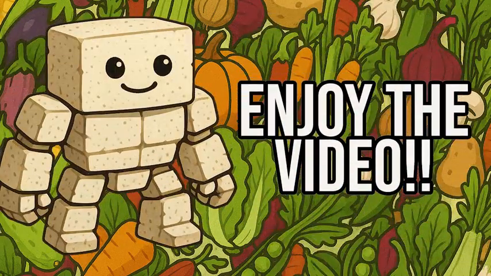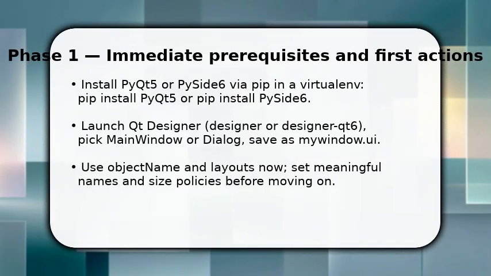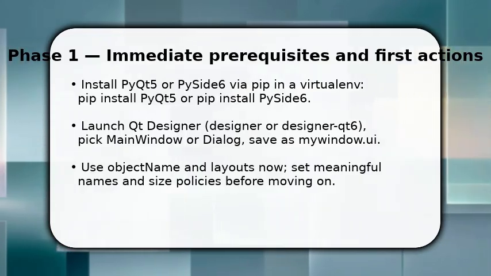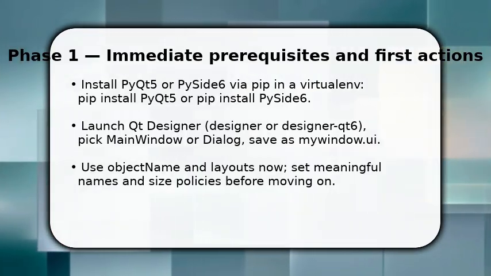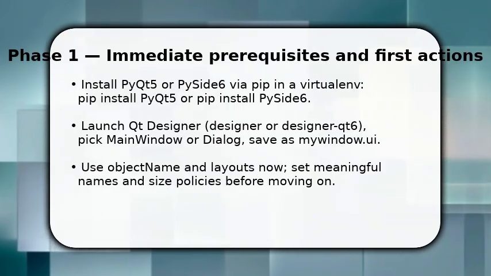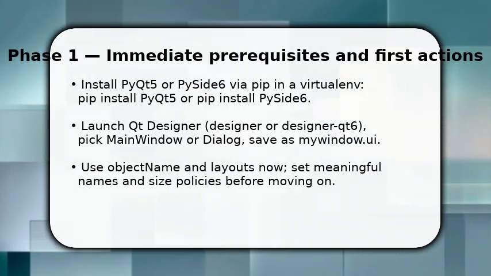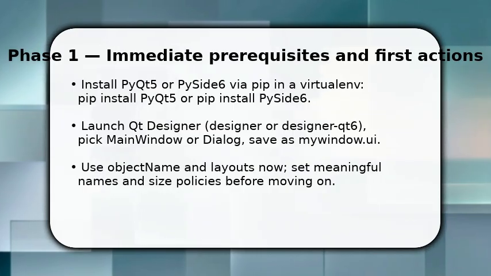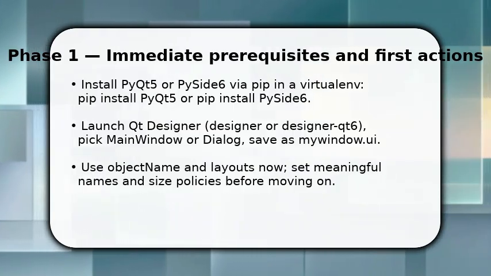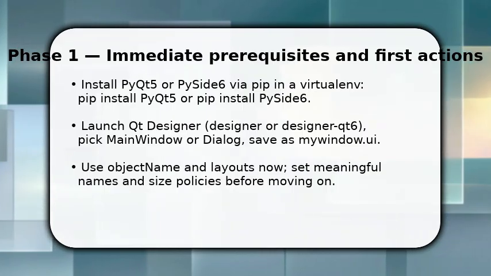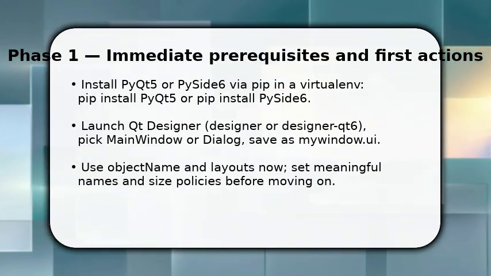Please enjoy the video. You start by preparing a clean environment, create a virtualenv and install PyQt5 or PySide6. Once done, open Qt Designer and choose the correct template, main window, dialog, or widget, then build the layout and set object name for every important control so you can reference it in code.